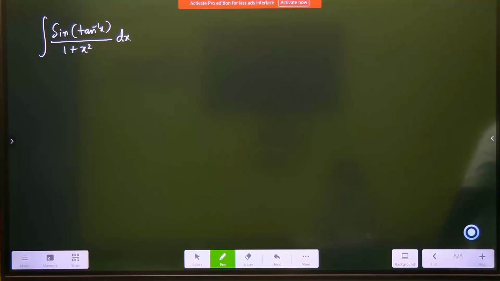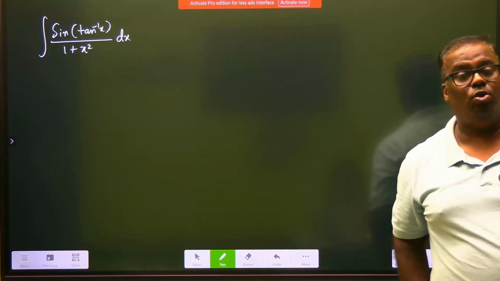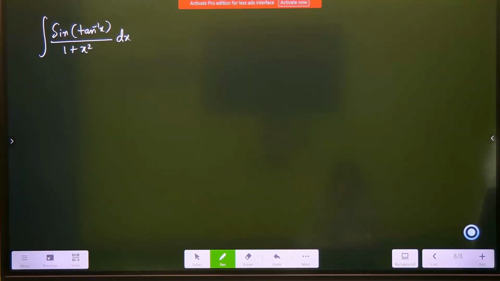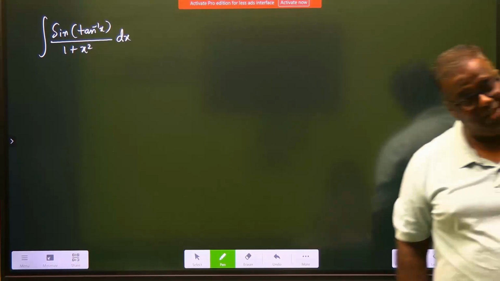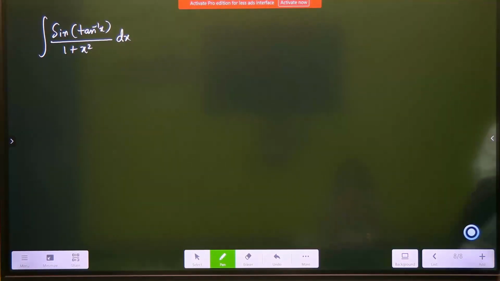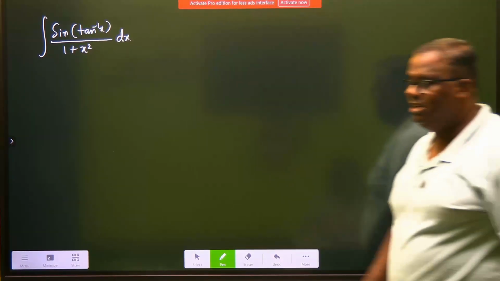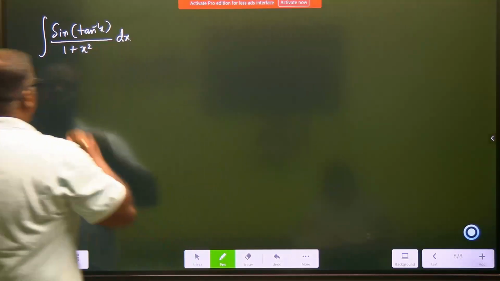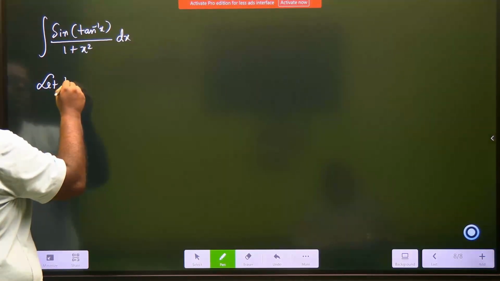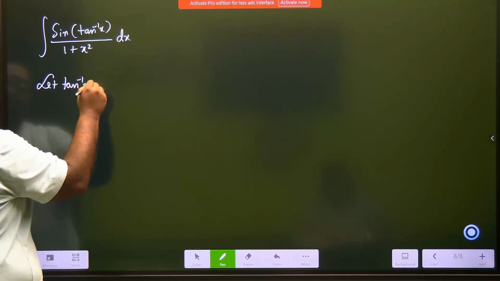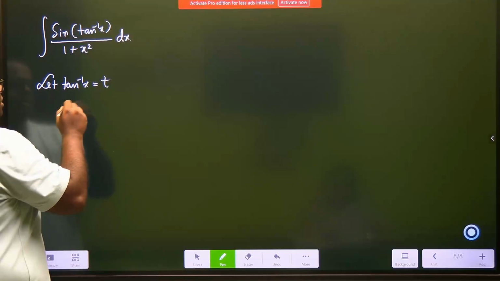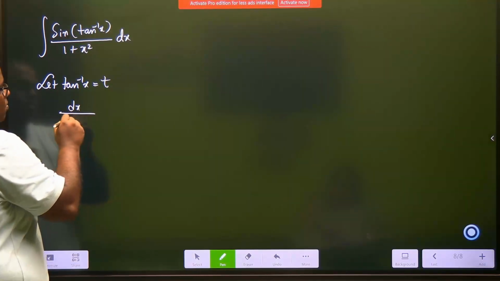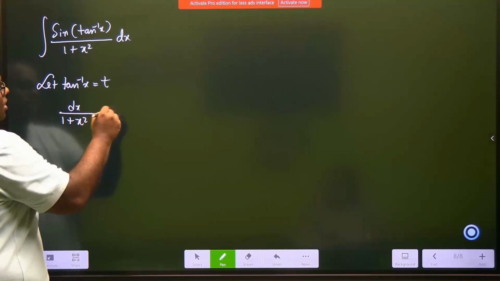Inverse trigonometric functions differentiation. What is d/dx of tan inverse x? Do you see 1 by 1 plus x square? Do you see tan inverse x? So dad and son are present. Sine will become some t. What is the big deal? Okay, so I say now, let tan inverse x be equal to t. This is the father. Then what do I write? dx by 1 plus x square is equal to dt.